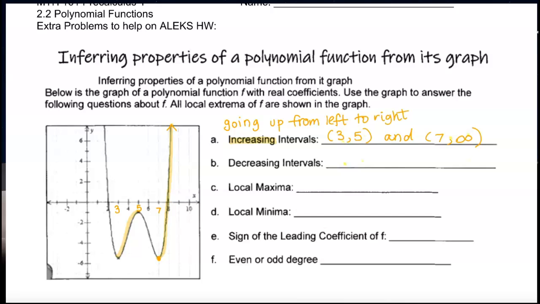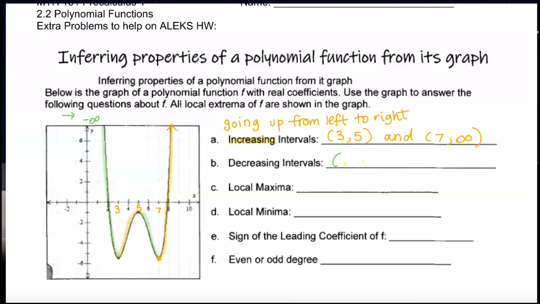Let's look at decreasing interval. Okay, so where is it going down from left to right? So it's going down from left to this point, and it's also going down in between 5 and 7. So let me write down these decreasing intervals. First one, it started somewhere from the negative infinity, right, to the left.